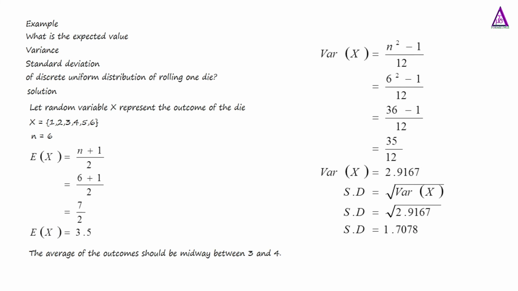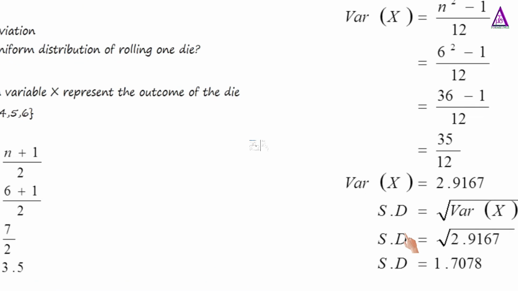So the standard deviation is the square root of the variance of X, and our variance of X for the discrete uniform distribution is 2.9167. The square root of 2.9167 equals 1.7078, which is our standard deviation.